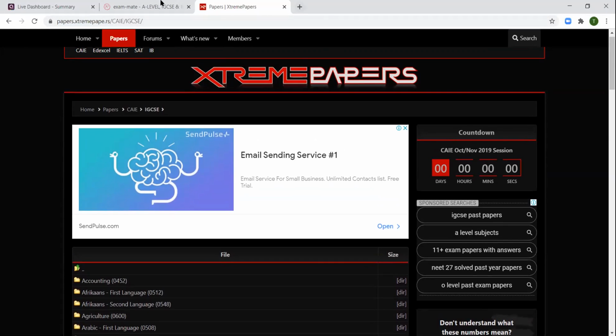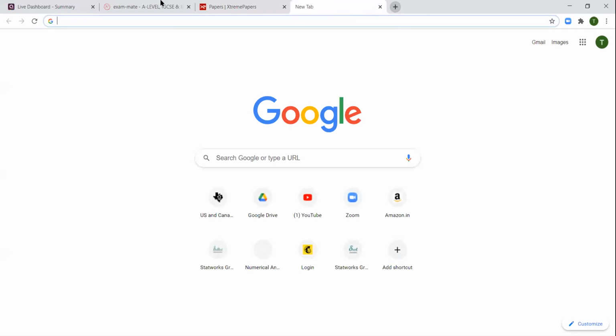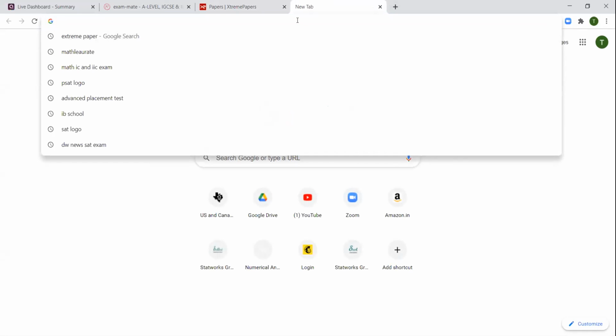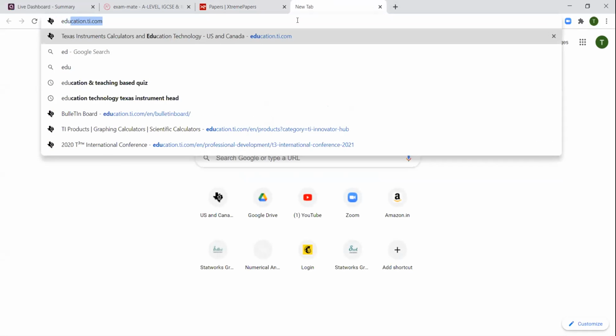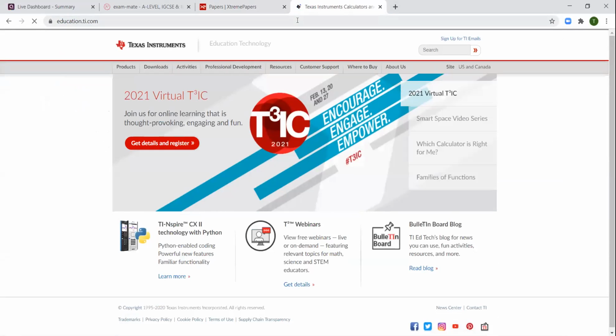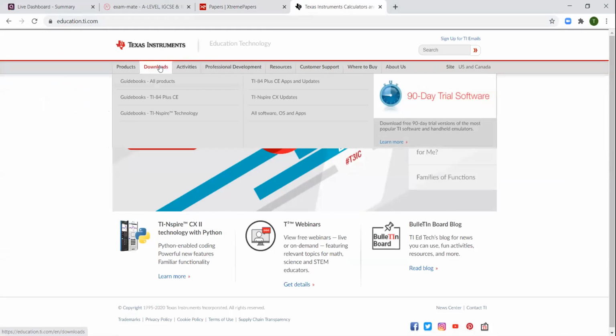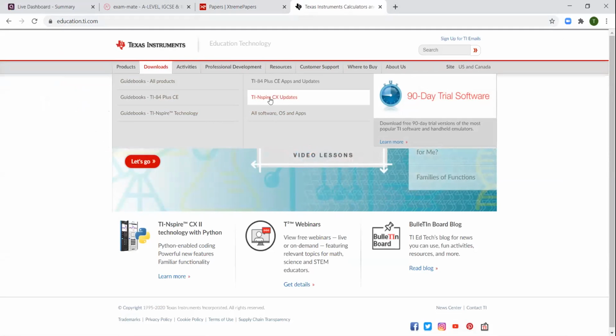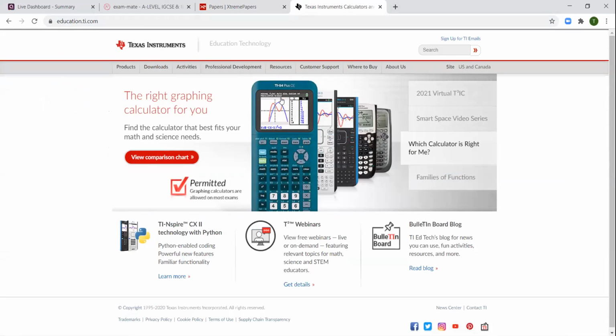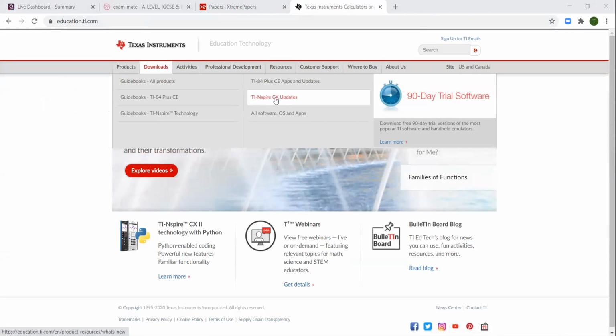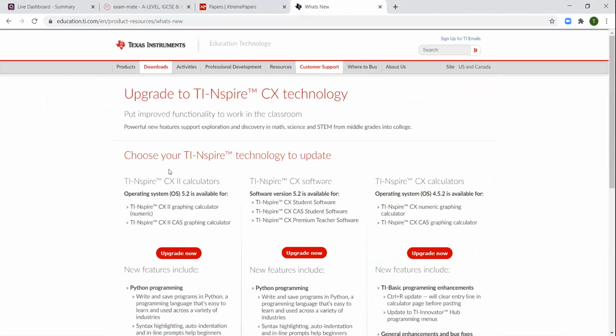So now I'll just walk you through how you can download the latest version of the operating system. So you just need to go to education.ti.com. Here in the downloads, you have the TI Inspire CX update option. So you can just go to these downloads and this TI Inspire CX updates. Click this. It will open a new window for you.